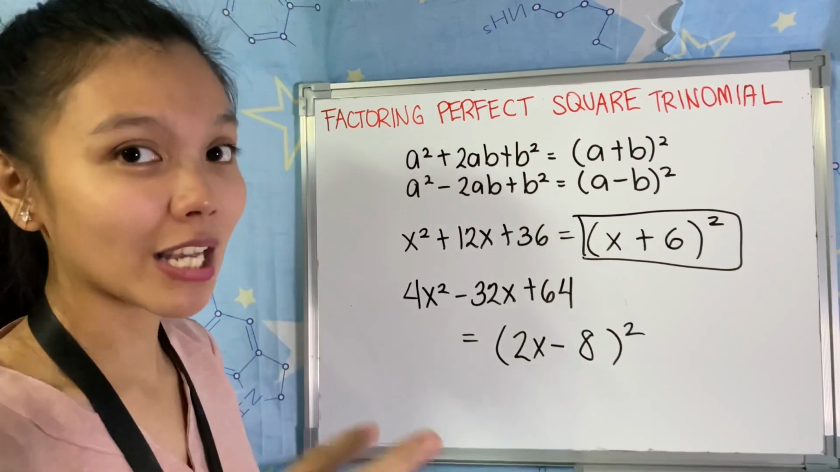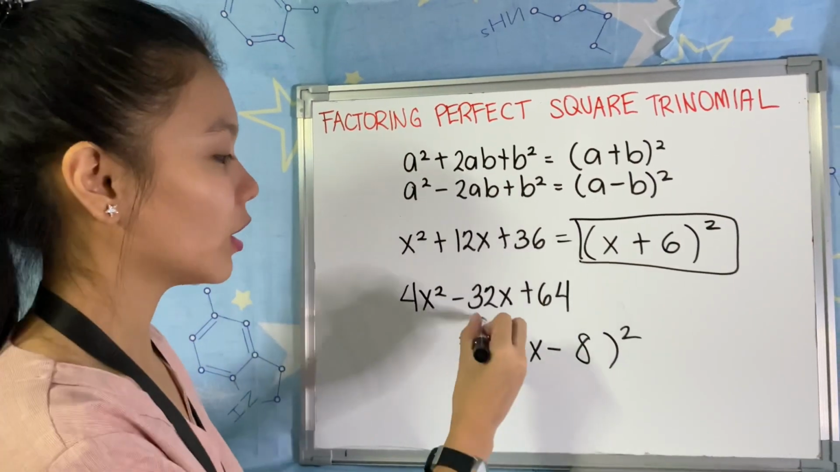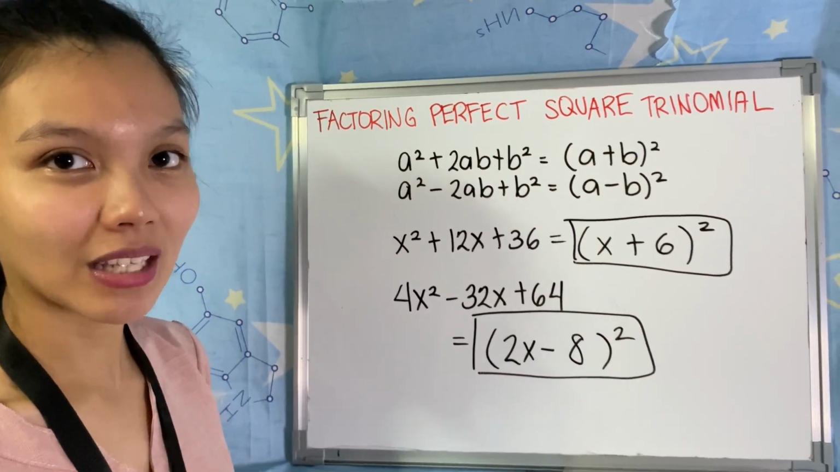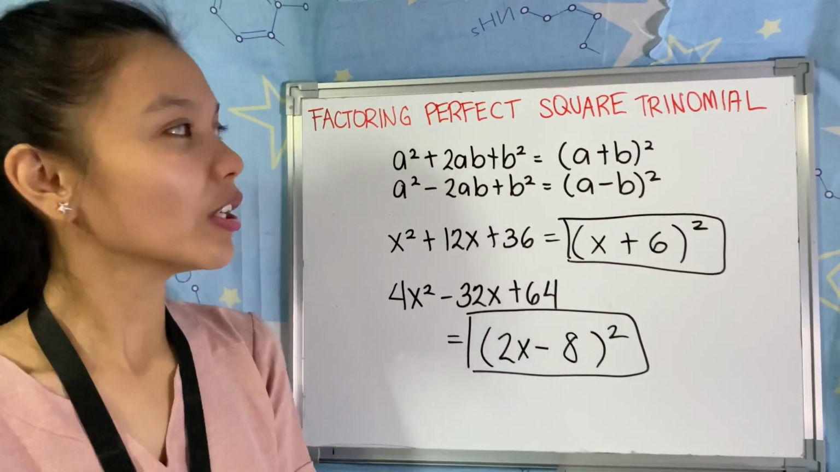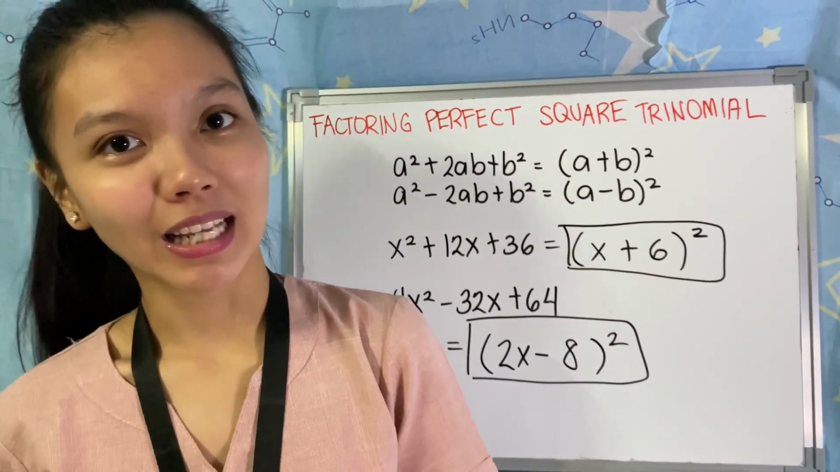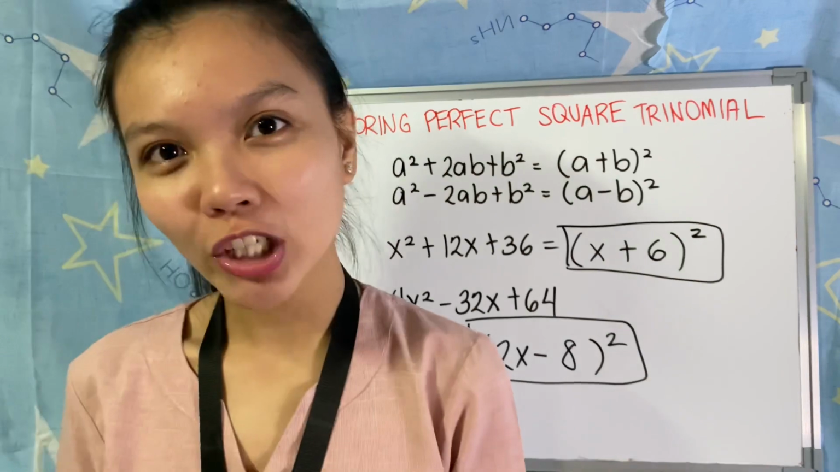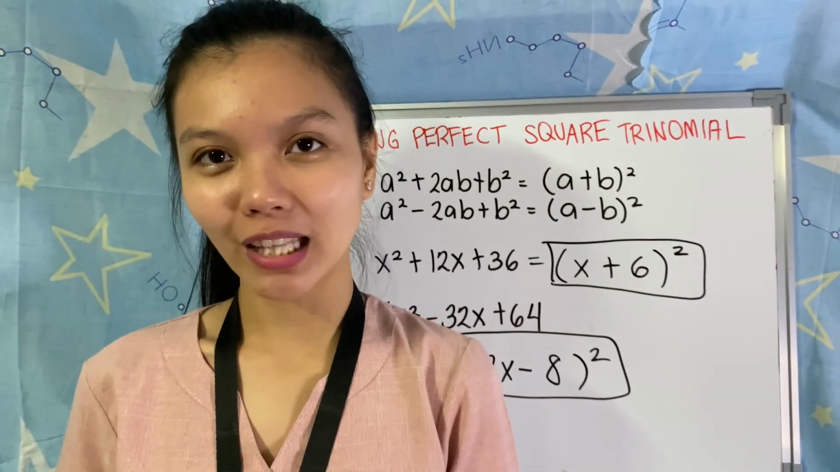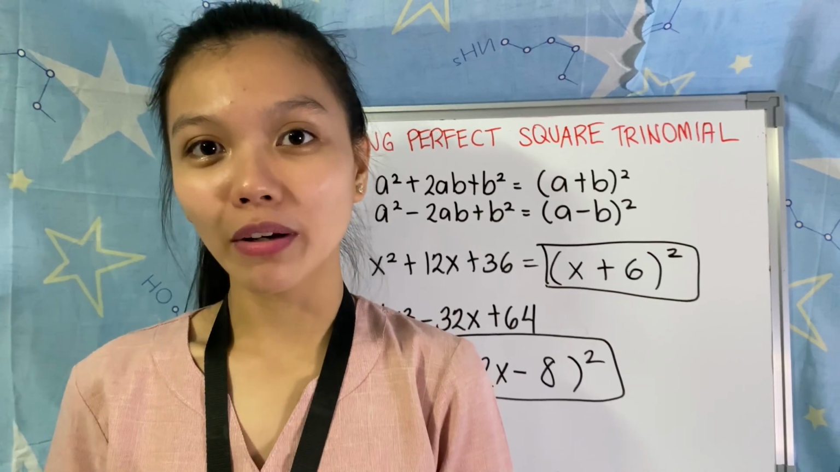So take note, just copy the sign of the middle term. So our factor will be (2x - 8) raised to 2. So ganun lang kasimple yung perfect square trinomial natin. So para siyang integration ng difference of two squares, and pwede rin natin i-integrate dito si greatest common factors.